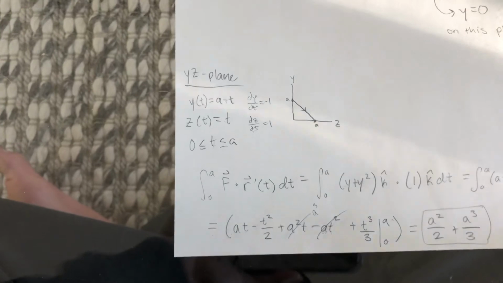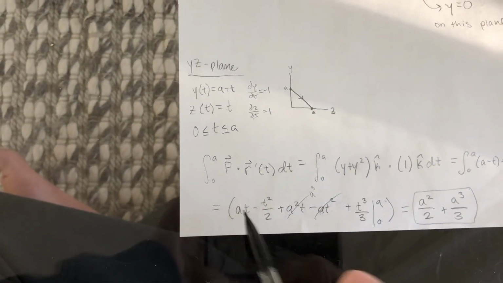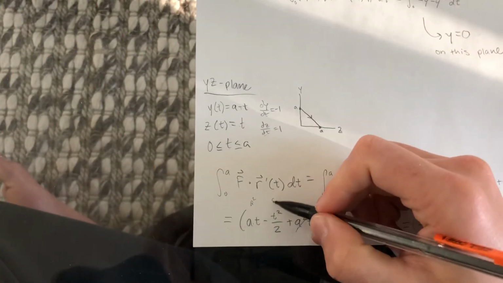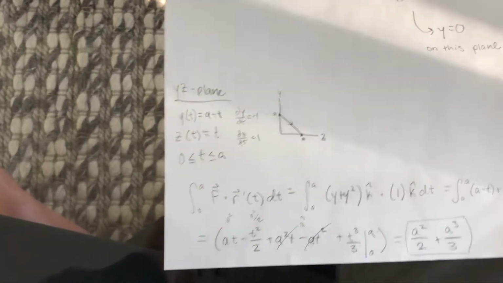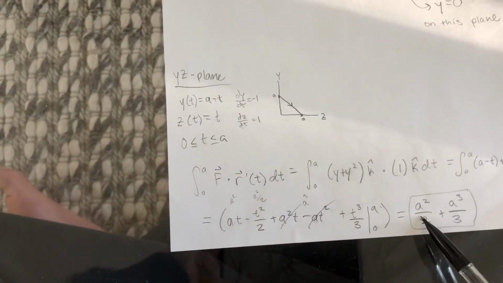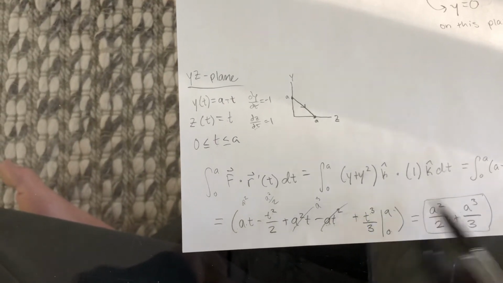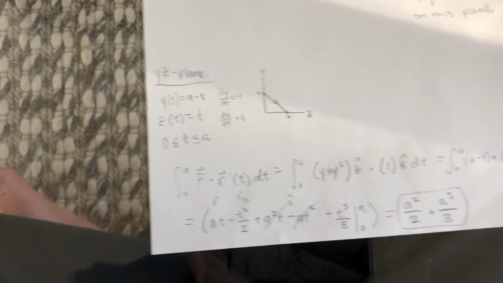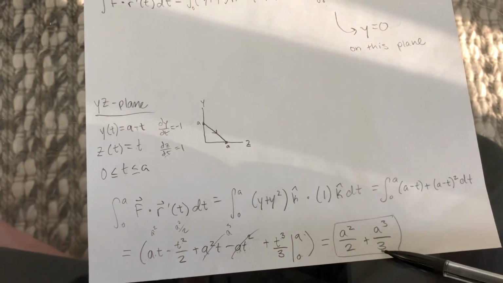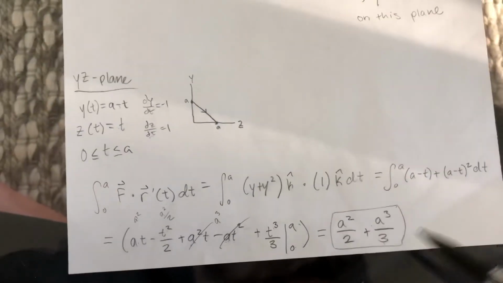Then I did take a little bit of a shortcut here. This is going to be a squared, and this is going to be a squared over 2. So a squared minus a squared over 2 is going to be a squared over 2. And then if we substitute a in for t here, we're going to have a cubed over 3. So our final answer will be a squared over 2 plus a cubed over 3 plus 0 plus 0. So there's our final answer.